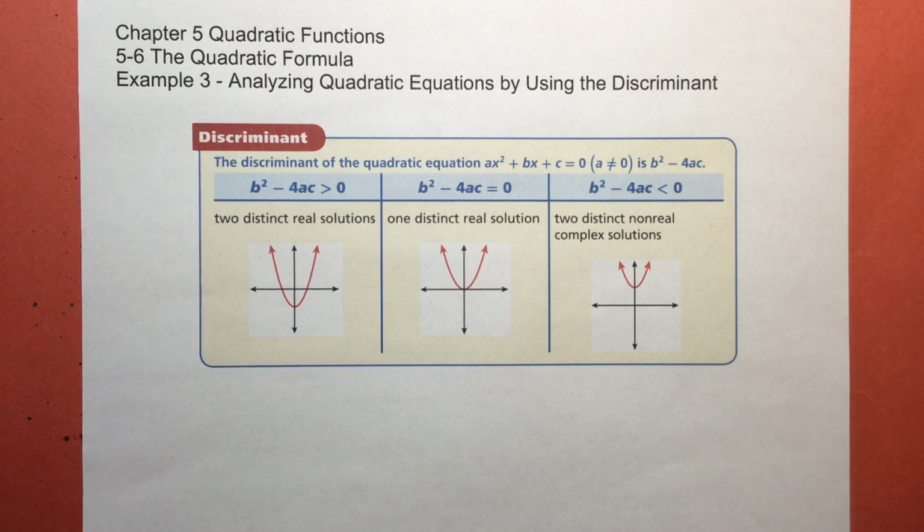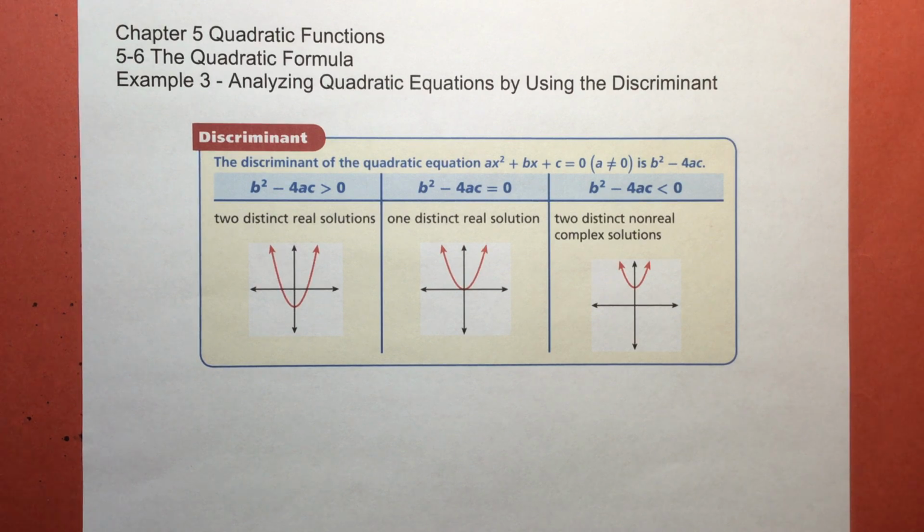two distinct real solutions? Are we going to get one distinct real solution? Which basically means I got the same thing twice. They're not distinct. Distinct means different, that they're different from each other. Or are we going to get two distinct non-real complex solutions? And we've already been seeing this in the examples that we've got.